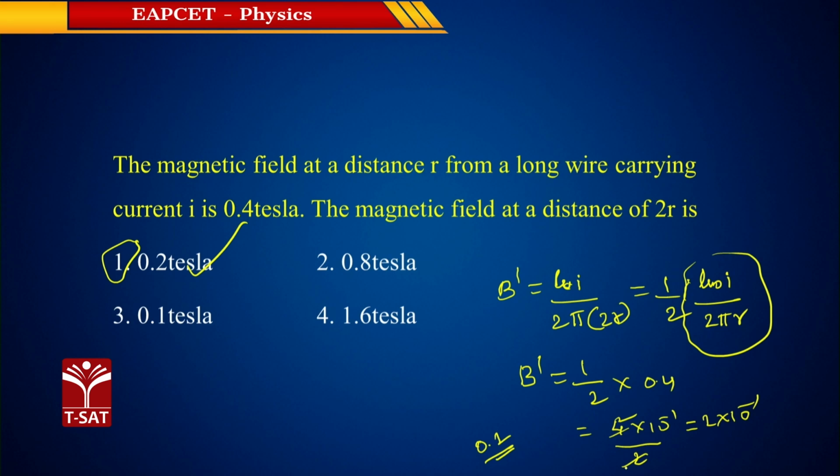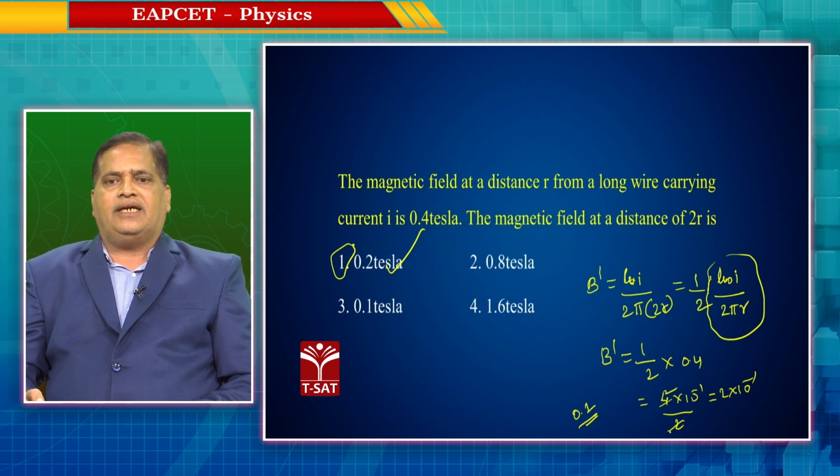Okay, are you clear? General formula is that B dash is equal to mu 0 I by 2 pi R. But here the distance R from a long wire carrying a current. Here the magnetic field at a distance of 2R. At R place 2R substitute చేసాం. స్టార్టింగ్ వాల్యూ 0.4 ఉంది కాబట్టి దాన్ని సింప్లిఫై చేస్తే 1 by 2 into 0.4 వచ్చింది. ఓకేనా? That is 2 into 10 to the power minus 1, that is 0.2 Tesla.